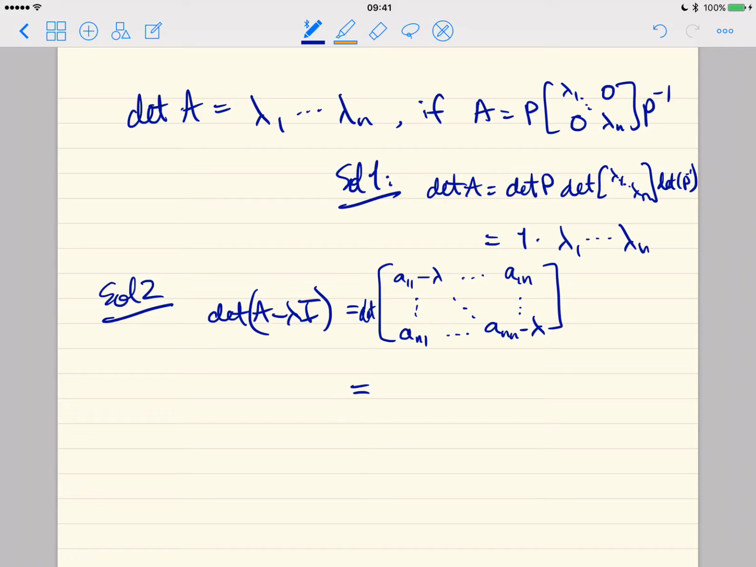-1 to the n. Yeah, that's right. It's going to be either plus or minus 1, depending on the parity of n. In other words, you get a minus lambda from every term on the diagonal. That's the only rook arrangement that has n lambdas in it. So that's going to be the leading coefficient. And then everything else is going to be lower order.